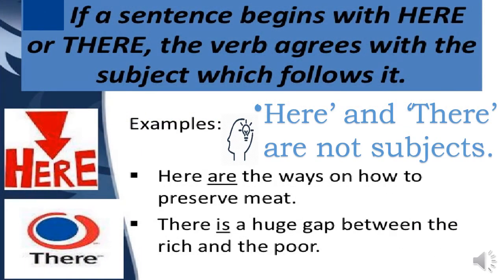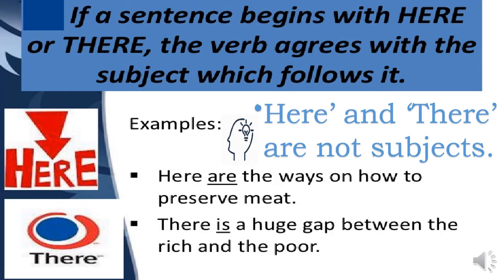Then, if a sentence begins with here or there, the verb agrees with the subject which follows it. So, examples: here and there are not subjects, that is to be noted. So, we have to look into the noun which is followed after the verb.